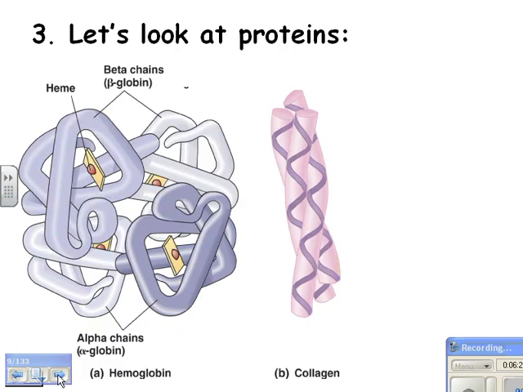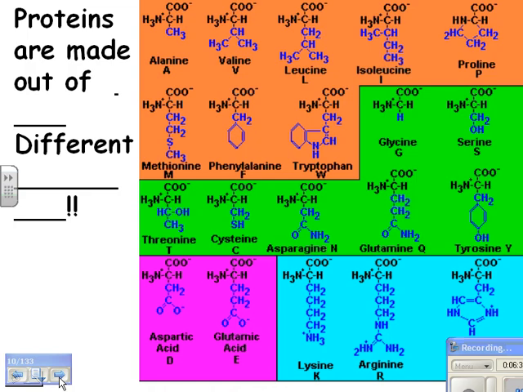So let's look at proteins. Now, proteins are kind of special. They have 20 different letters, remember? So proteins are made out of amino acids, 20 different amino acids. So there's alanine and valine and leucine and isoleucine and proline and methionine and phenylalanine and tryptophan and glycine and serine. 20 different letters.